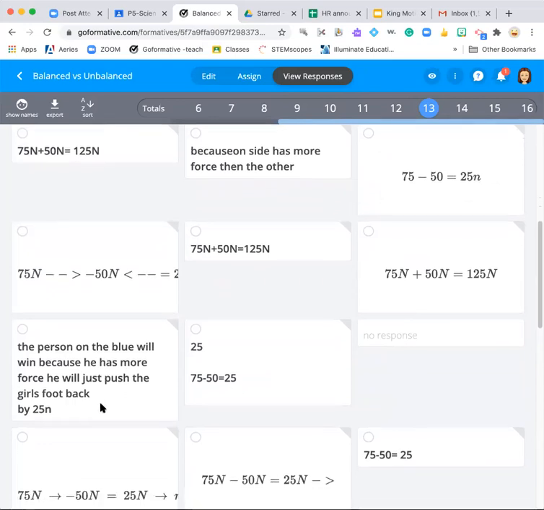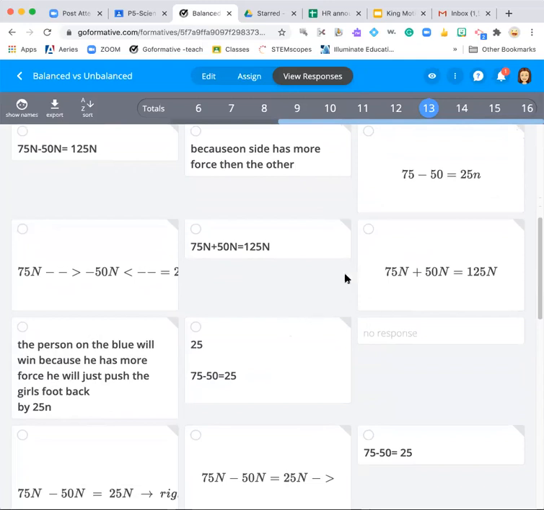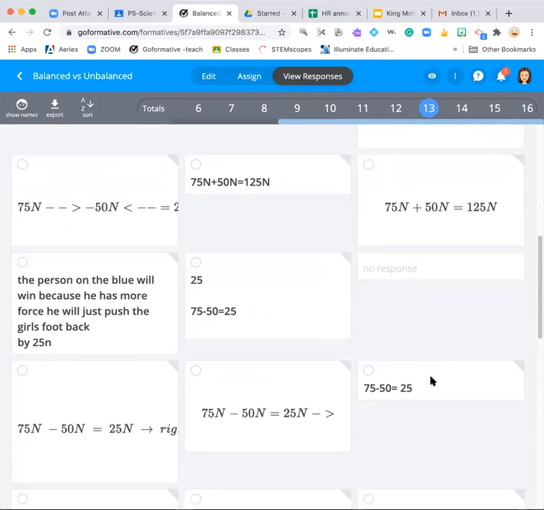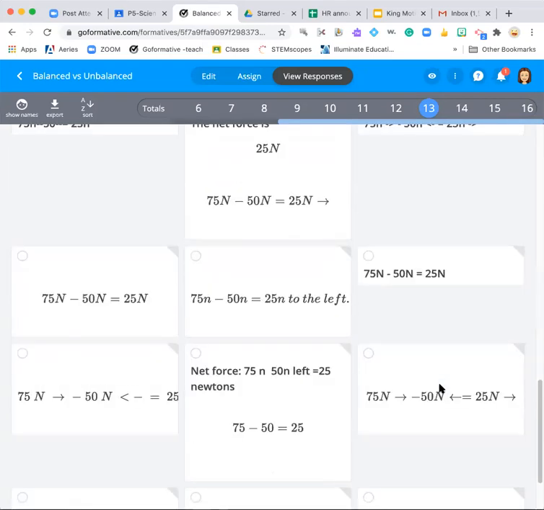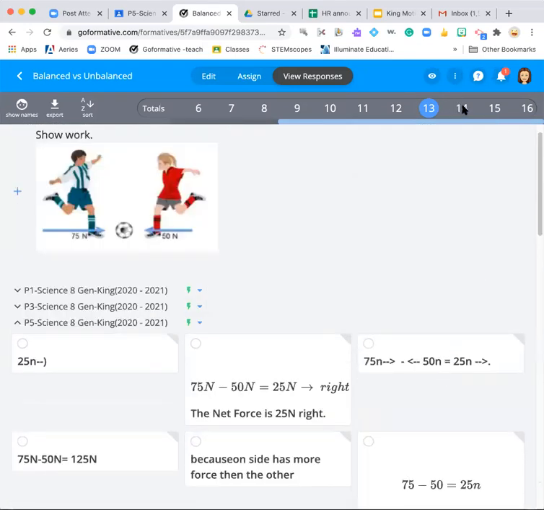Some of you are explaining the why. I didn't ask you to explain. I asked you to calculate, okay? Okay, make sure we have units in there, arrows, and then number 14.